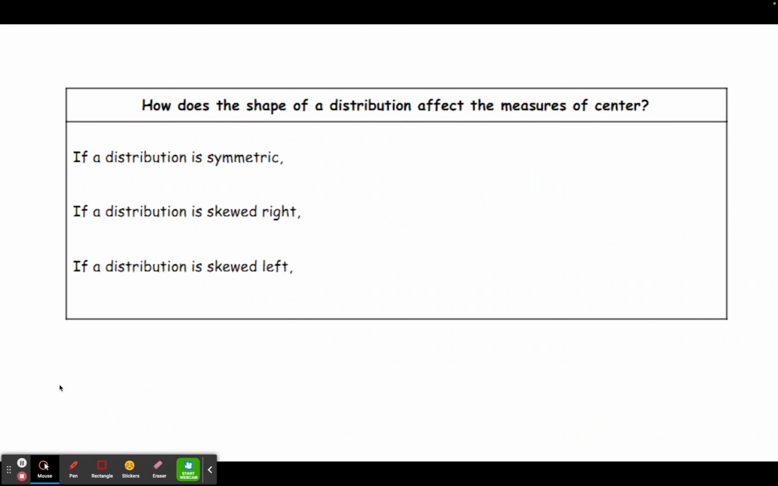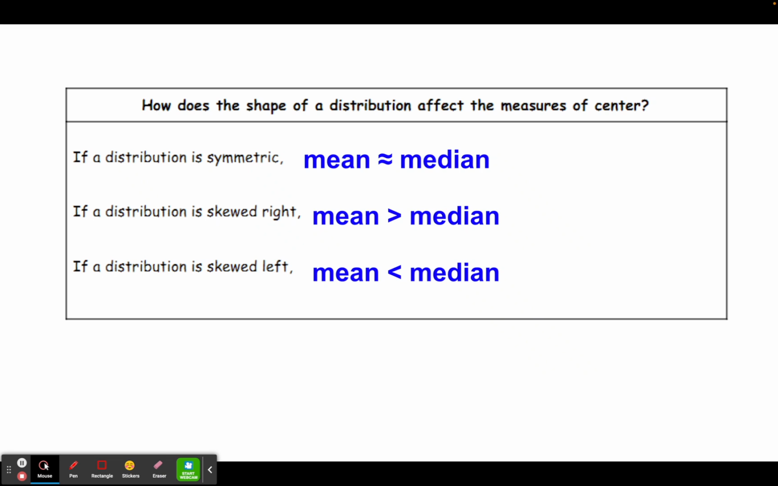So if you have a distribution that is symmetric, your mean and your median will be approximately the same. If your distribution is skewed to the right, which means you have a tail going to the right, then our mean is also going to be pulled to the right. The median is going to stay where most of the data is located, but the mean will be pulled toward the tail. So the mean in that case will be greater than the median. And if the distribution is skewed to the left, then that means we have a tail on the left-hand side and most of the data is to the right. So the median will stay where the data is, but the mean will be pulled to the left.